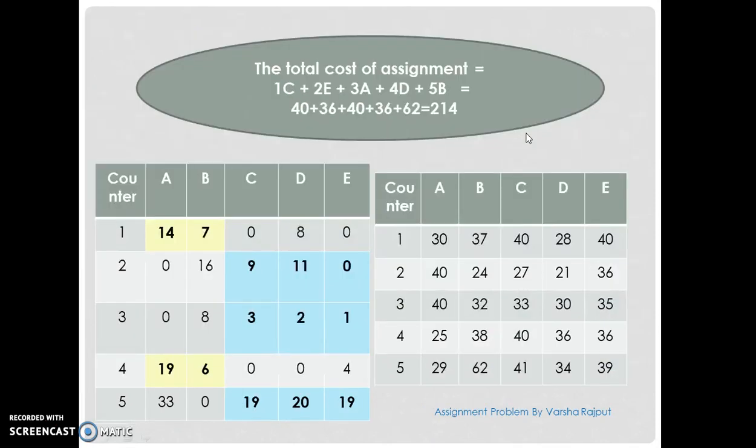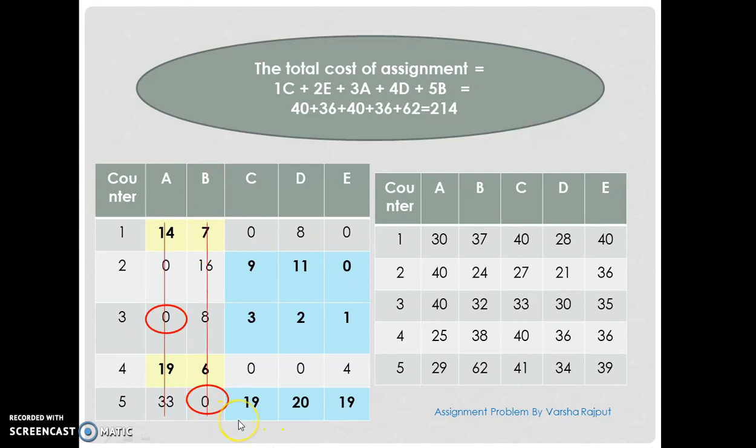So to scan, observe the first row, two zeros are there, so skip it. Second row, two zeros are there, skip it. In the third row, this single zero is there, so assign it. And that zero is in the first column, so strike out the first column. Then next row, two zeros, skip that one. Fifth row, single zero is there, so assign it. And that is in the second column, so strike out the second column.